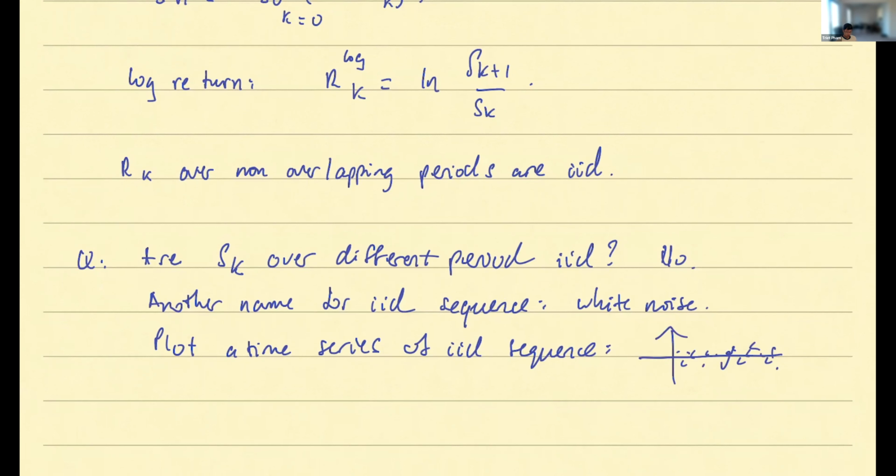If you plot a time series of an IID sequence, you get something like this. Just a band of, literally, white noise. This is time, and this is the value of the sequence, whatever that is. Obviously, when you plot stock price, it doesn't look like this. So it's not white noise at all. If anything, it looks more like a random walk, but we'll explain why it's actually not a random walk.